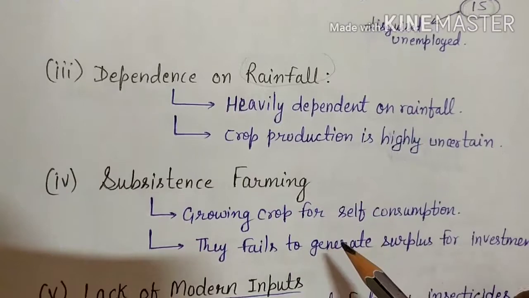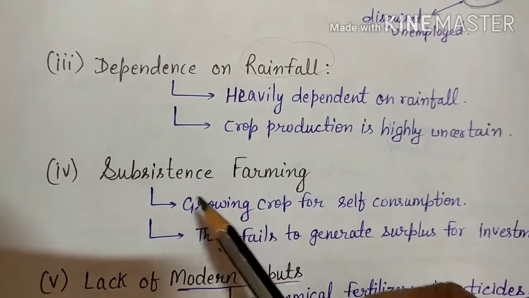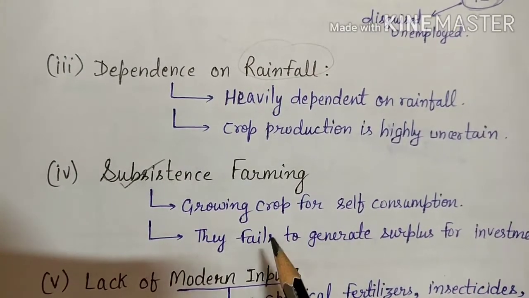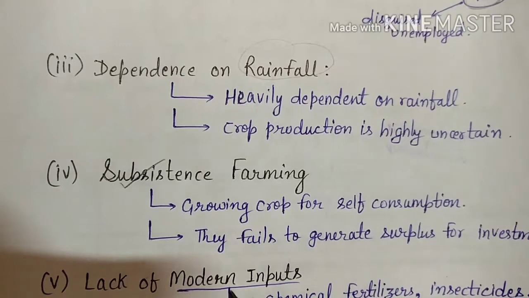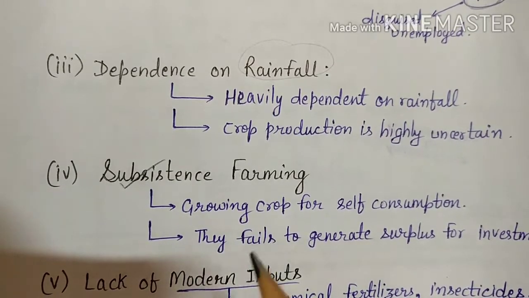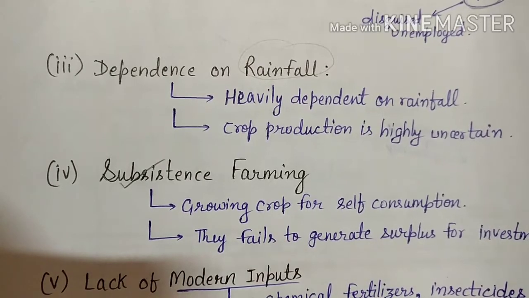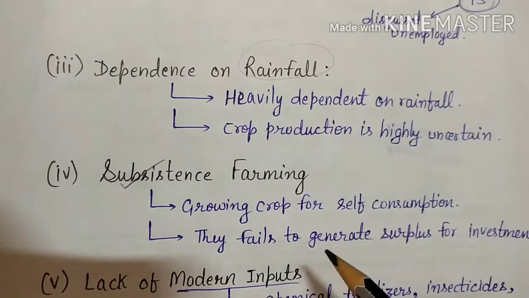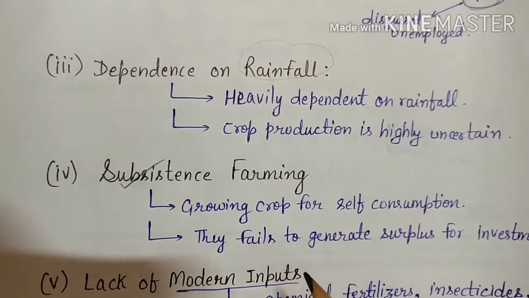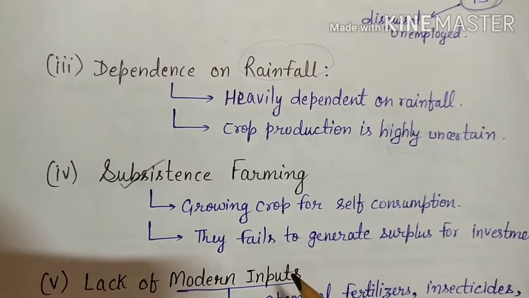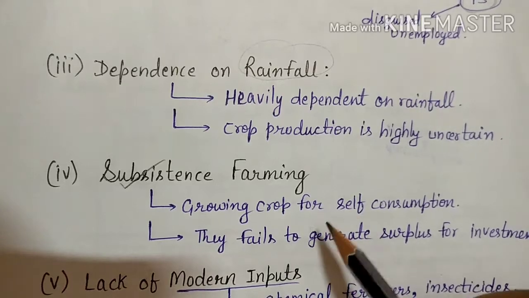Next is what? Subsistence farming. It is very important here. I have explained this one earlier also, but once again I am explaining the meaning of subsistence farming. Subsistence farming is farming where the farmers grow crops for their self-consumption. They are not growing the crops for profit, but just so that they can consume all the crop.